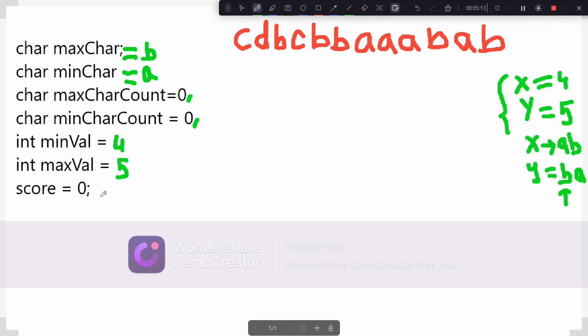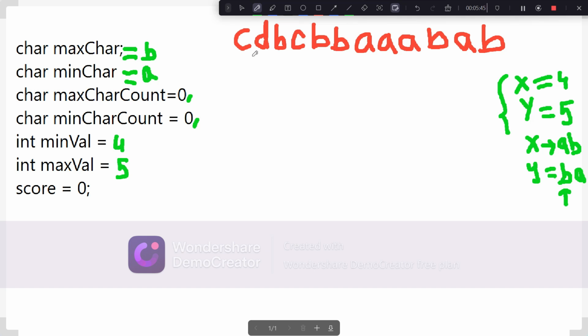Now let me tell you what would be our approach. Our intention is, first of all, we have to find the BA, right? BA is the greater score making string. So our intention is, first we have to find as many BAs as possible. Once we are done with the BAs, then we will also look for the AB possibilities, right?